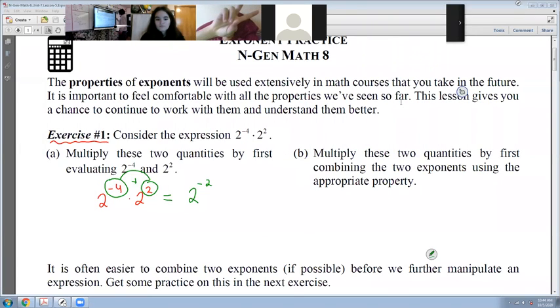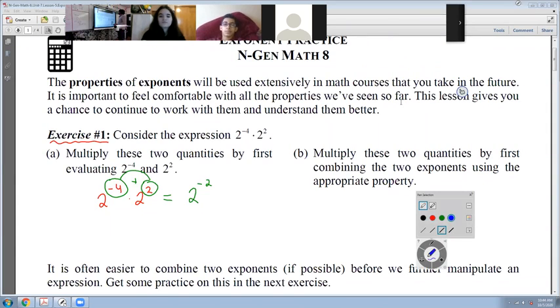Another question for you is, how can we change a negative exponent to a positive exponent? We flip them. Yeah, you flip it, right?